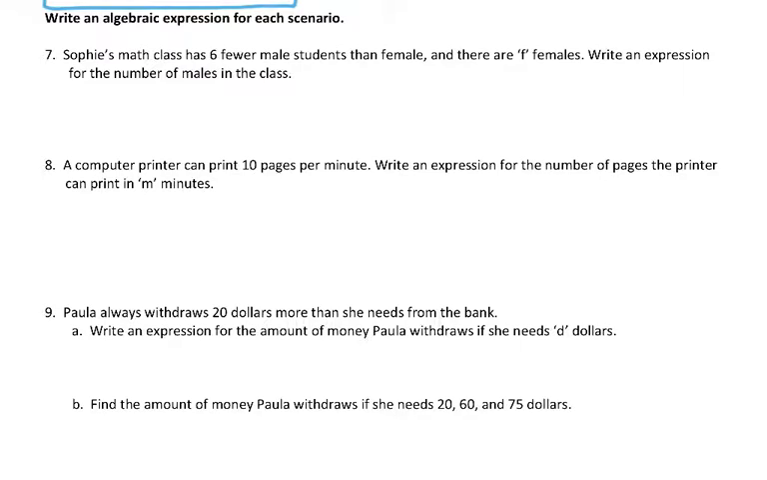So apparently in this scenario, Sophie's math class has 6 fewer male students than female students. If there are F female students, we need to write an expression for the number of males in the class. So again, there are 6 fewer male students than female.